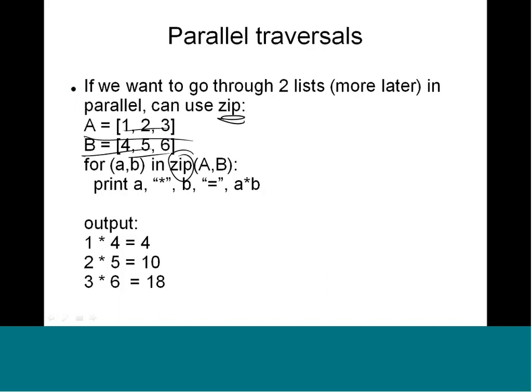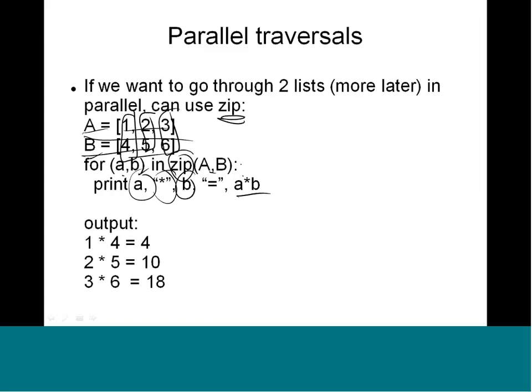We use things together. We say, okay, for a, b in zip of these two lists a and b, we can print a times b. So now what Python does is it groups these two together, and these two together. So that's where we can traverse two lists in parallel.